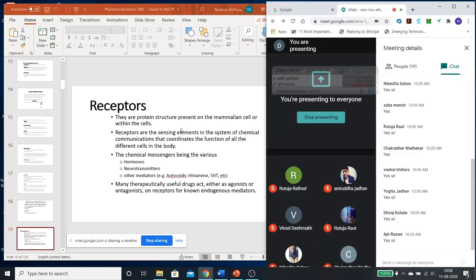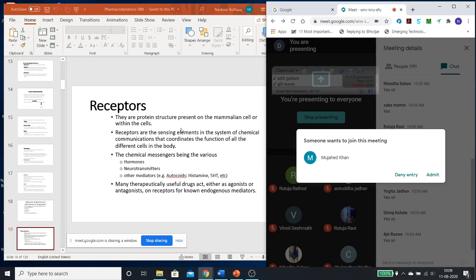So we have reached the point of what receptors are. Receptors are the protein structures which are present on the mammalian cell or within the cell. We have seen examples at various places where the receptors are. Receptors are the sensing elements in the system of chemical communication that coordinates the function of all the different cells in the body.